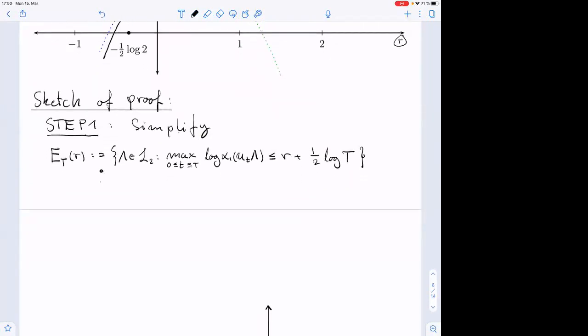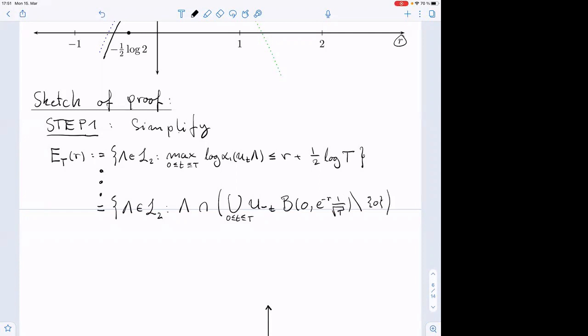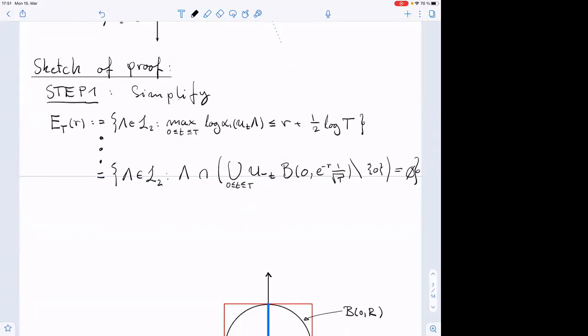And first, really just through some very basic set theoretic manipulations, I can rewrite this set as the set of lattices in L2, such that lambda intersects the union of times between 0 and capital T, u minus t applied to the ball with center 0 and radius e to the minus r, 1 over root T. No, wait, sorry, 1 over root T. Yeah, that's correct, like that. And for convenience, I remove 0. And this has to be empty. So we're looking at the lattices that do not intersect this thing.